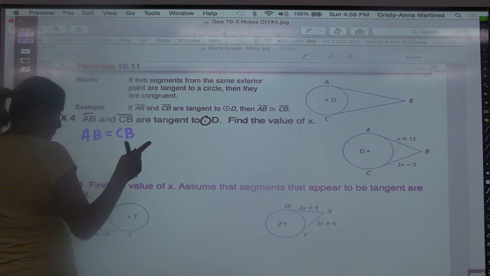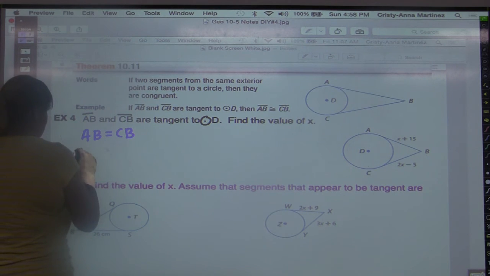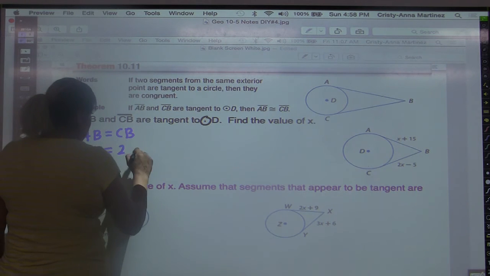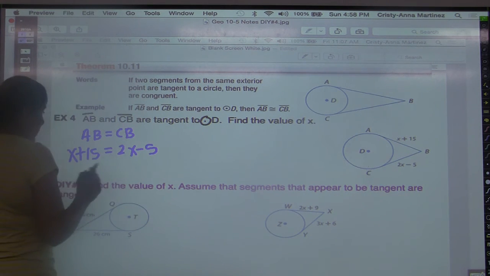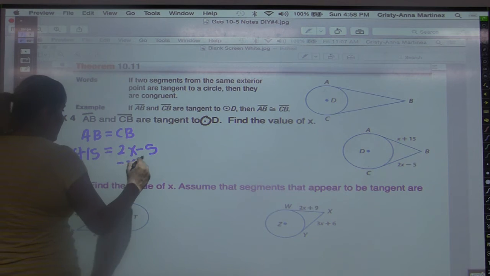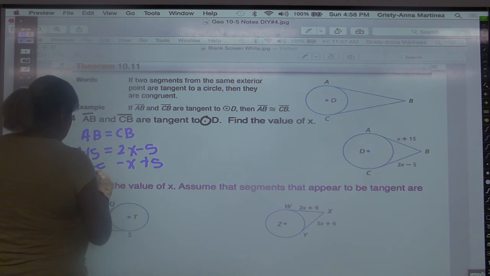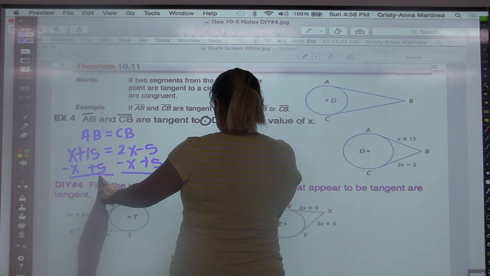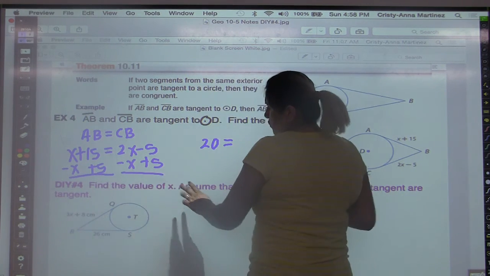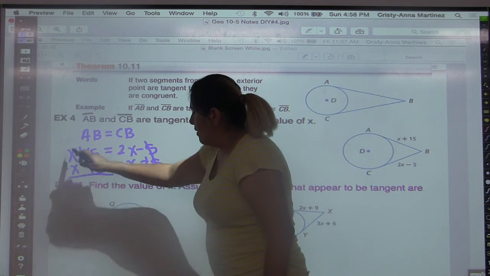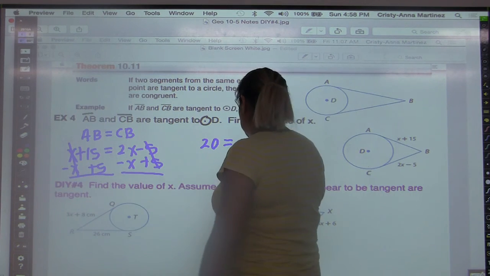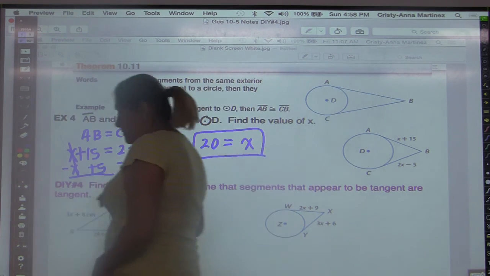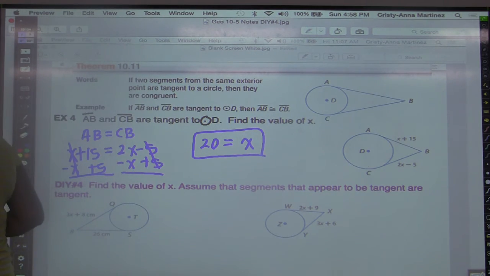And so AB says it's x plus 15. And CB is marked as 2x minus 5. So we're just going to do some algebra here real quick. Subtract x from both sides, add 5 to both sides while we're at it. And it just so happens that 15 plus 5 is 20. And then over here, your 5's are going to cancel. Your x is going to cancel there. 2x minus x is actually x. And just like that, voila, you're done. X equals 20. And that's all you have to do there.